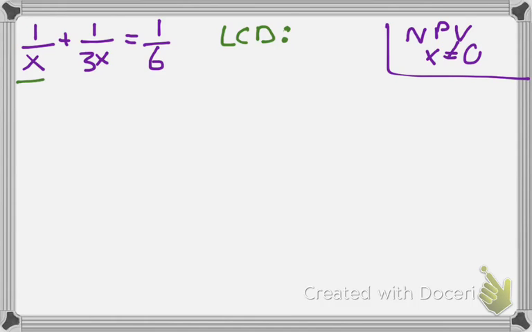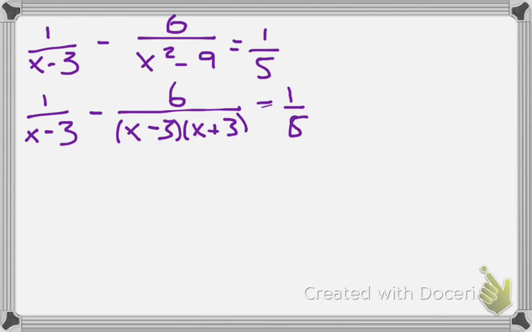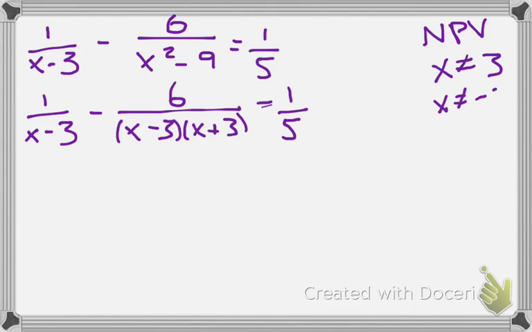Our first term has an x, so we know our LCD is going to include an x. Our second term is an x squared minus 9, that's a difference of perfect squares. So I split that up, and then of course 1 over 5 looks good. Because we factored, now is a good time to deal with our NPVs. We look at the first one and say x cannot equal positive 3. Looking at the second term, we have x minus 3 and x plus 3. So the x minus 3 is taken care of, but x can also not equal negative 3.